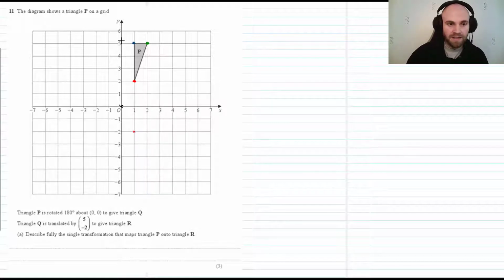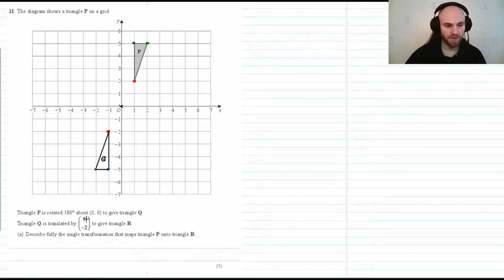And then we need to reflect it in the y-axis here. So it's 1 to the right of the y-axis, so it's going to become 1 to the left. And that is going to be the new point of the red on triangle Q. We're going to do the same thing for the blue point, so that is 5 up from the x-axis, so we're going to go 5 down to here, and then it's 1 away from the y-axis, so it becomes 1 to the left. Same with the green point, down 5, and then 2, it becomes here.